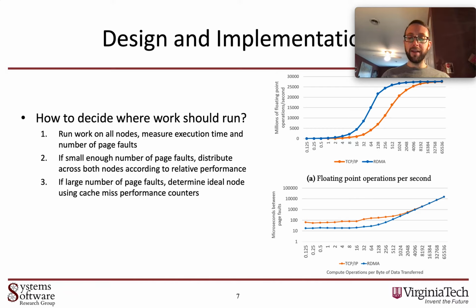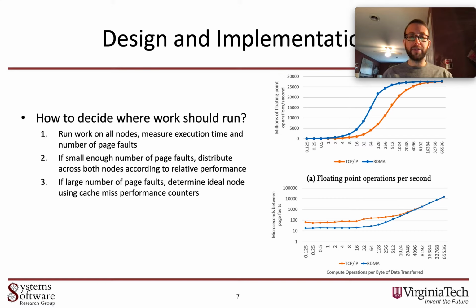In other words, if the application is causing page faults once every 100 microseconds, we are compute bound and can benefit from using both processors simultaneously. Otherwise, if we're causing more page faults than that, we're going to be DSM bound, and it would be better to just run on a single processor.